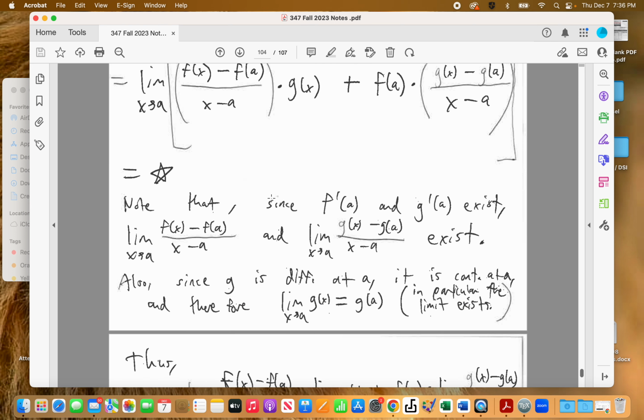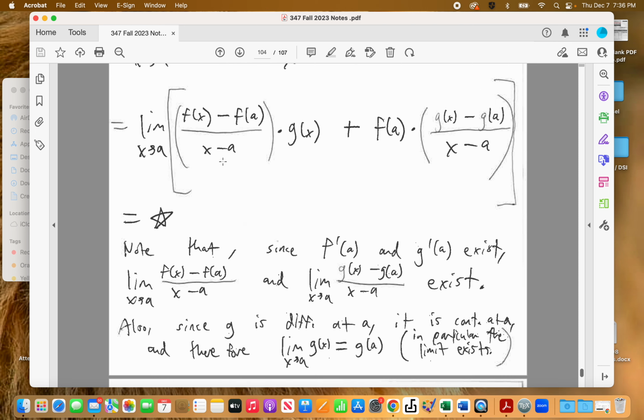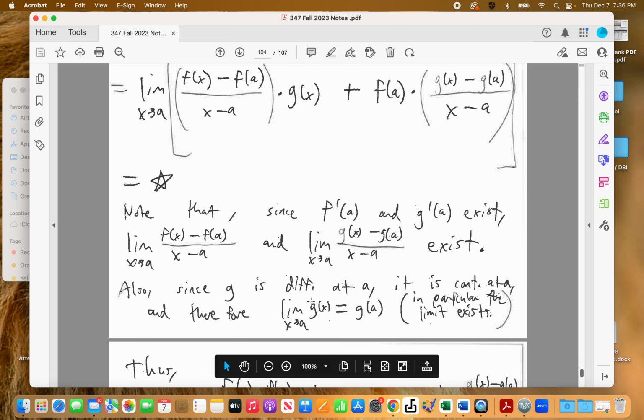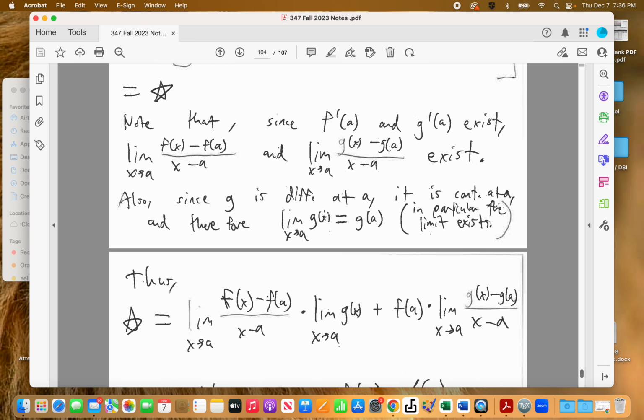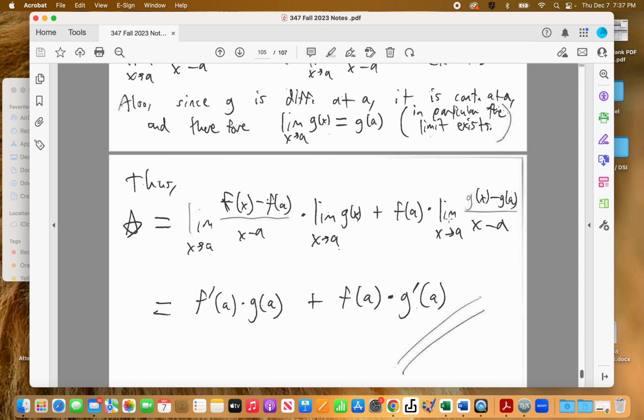Well, it's because f is differentiable. Therefore, by definition, the limit of this on the left here exists. Also, since g is differentiable at a, we know it's continuous at a. So the limit of g of x is g of a, and in particular, the limit exists. It converges to something. Same sort of story on the right. We need this analysis. That's how we know that we can properly distribute this limit.